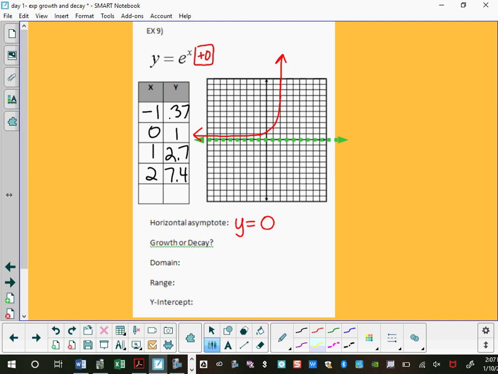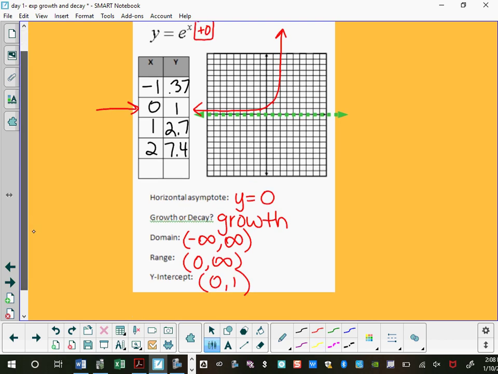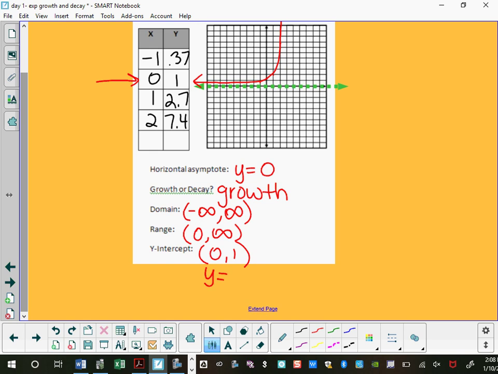So Curtis, growth or decay? Good. We're using growth. My domain is always going to be negative infinity to positive infinity. My range is from my asymptote, which is 0, up to infinity. My y-intercept, I'm crossing the y-axis here at 0, 1. Or you can write y equals 1, either way.